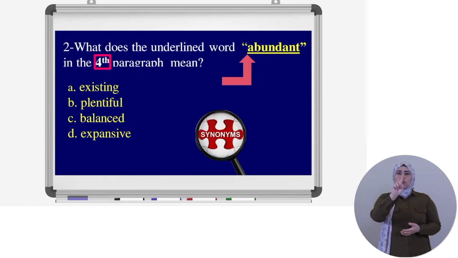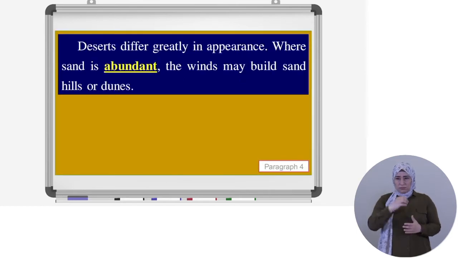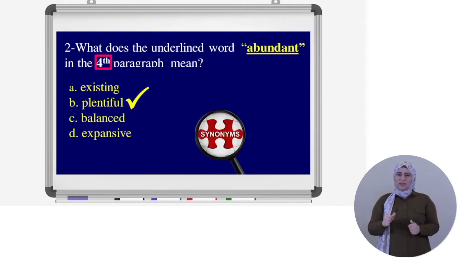Question number 2. What does the underlined word abundant in the fourth paragraph mean? Here it can ask for a meaning or a synonym. Let's take a look at the choices we have. Abundant, does it mean existing, plentiful, balanced, expansive? If we take a quick look at where the word lays in paragraph 4, deserts differ greatly in appearance, where sand is abundant, that the winds can build hills with the sand. So it means that the sand is plentiful. There's a lot, plenty.